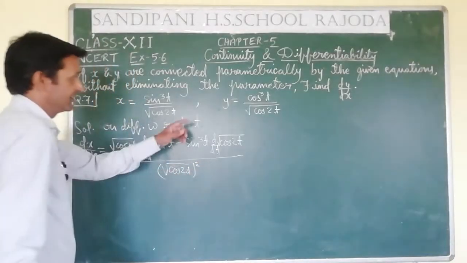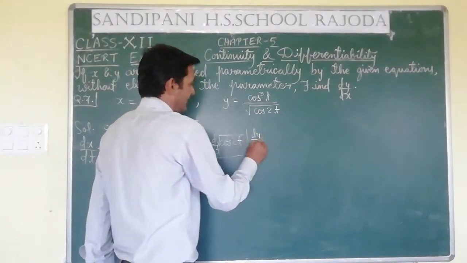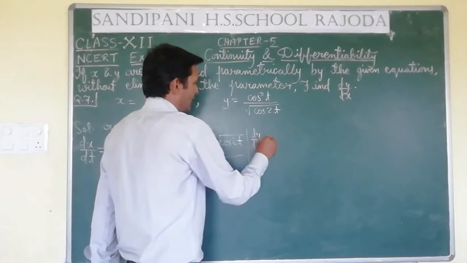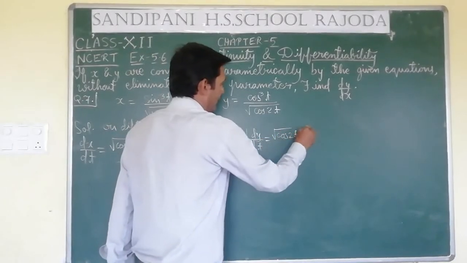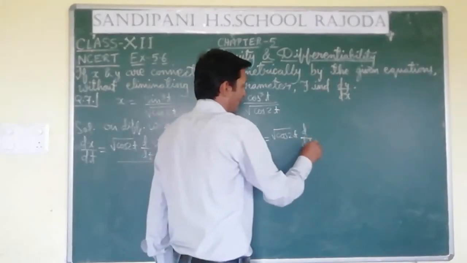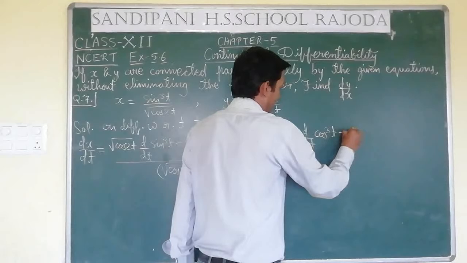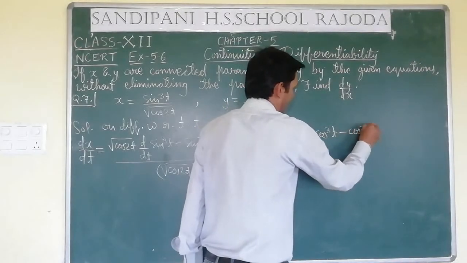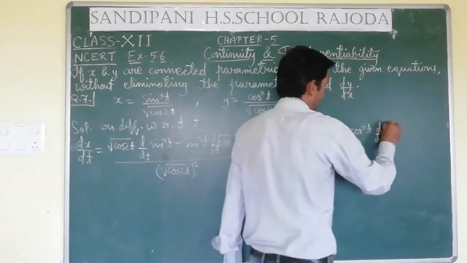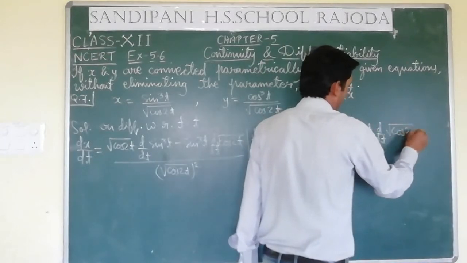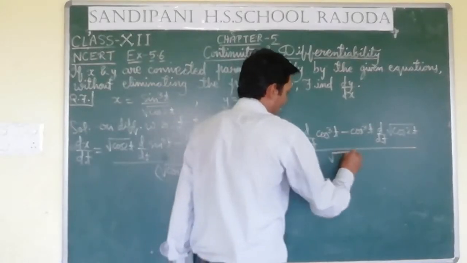Here again the same concept will be applicable. dy by dt is equal to denominator into d by dt of numerator, minus numerator into d by dt of denominator, upon square of denominator, that is root cos 2t whole square.